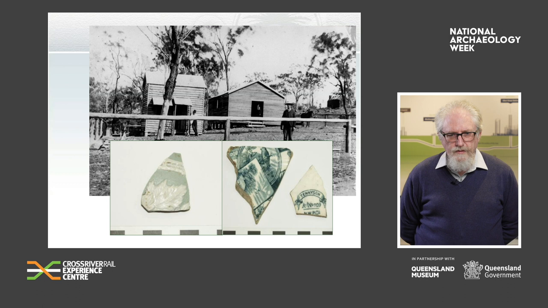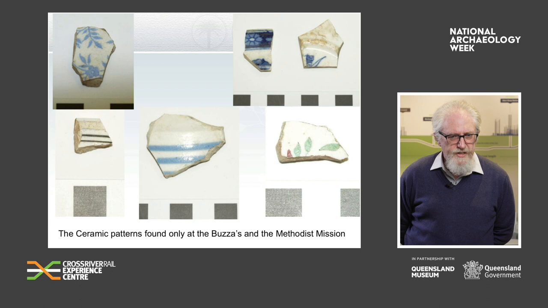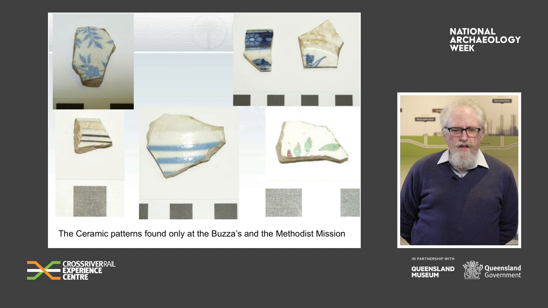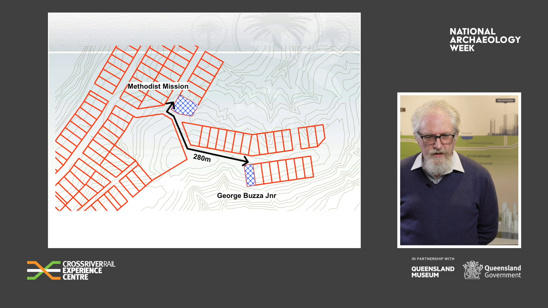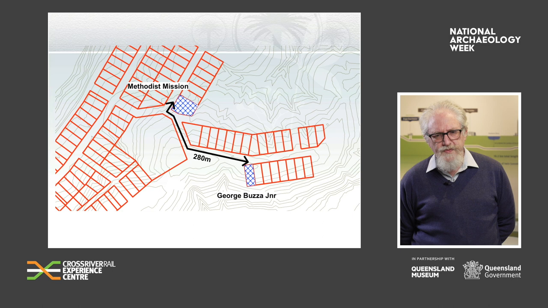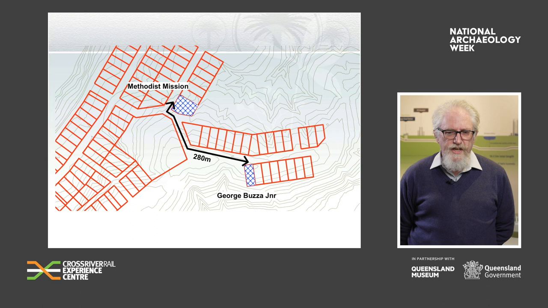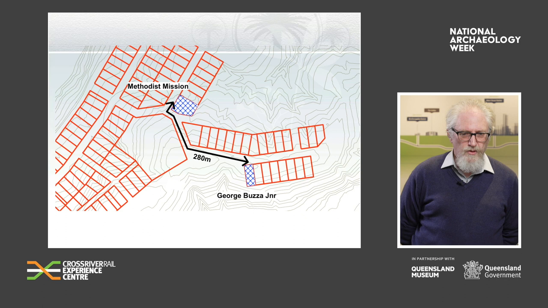Other kinds of artefacts we found in Paradise include these ceramic styles, the annular patterns and the transfer print patterns. These were found at the Methodist Mission and at the Buzzer Homestead. And the Buzzer Homestead was 280 metres away on a different slope. The land the Buzzer House is on slopes to the west, and the land the Methodist Mission is on slopes to the north and the east.